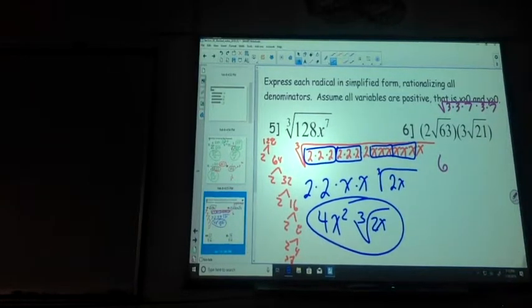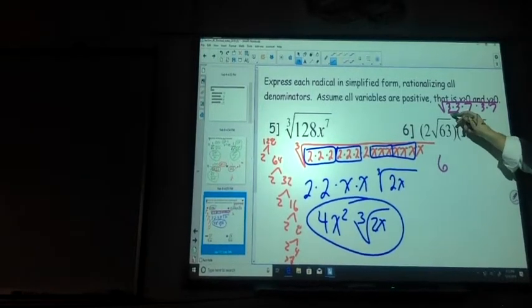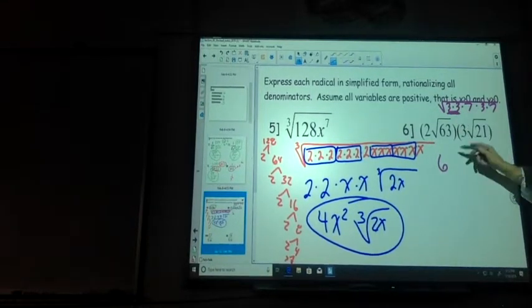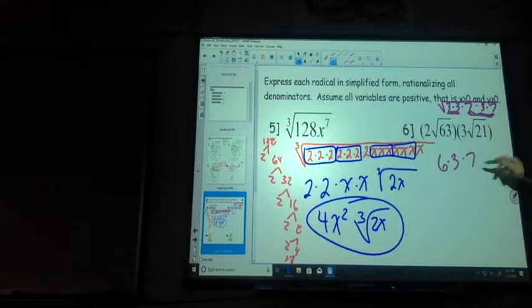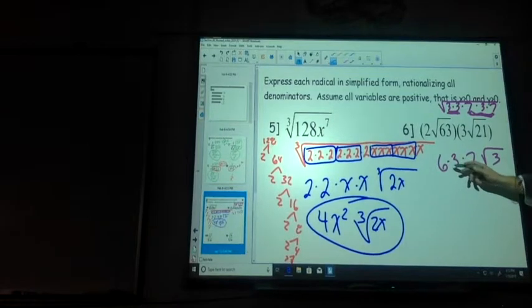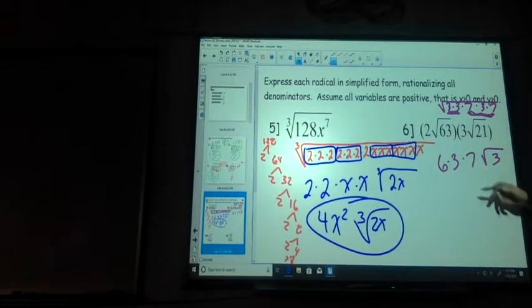Yeah. All right. So I'm looking for pairs. Square root of that is 3. So 3 comes out. Square root of these 7s, times 7. What's sticking around inside the radical? A 3. So then let's multiply this together. I got what? 42 times 3, 126. Is that right?